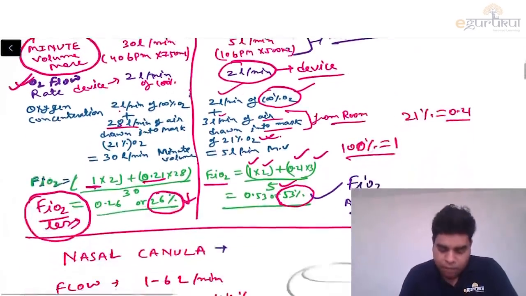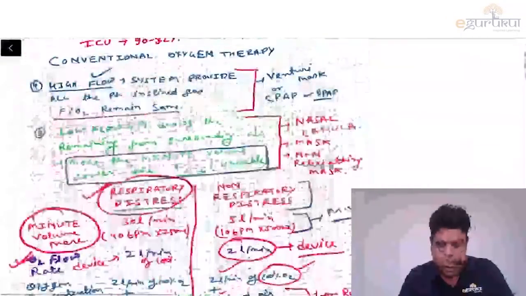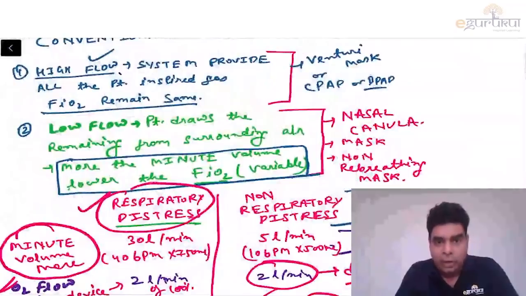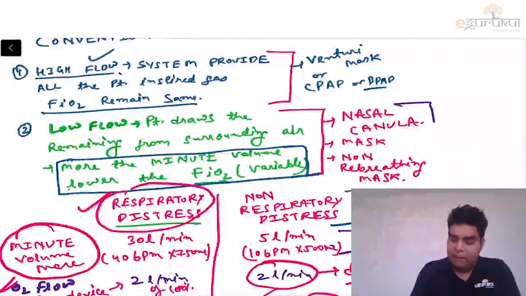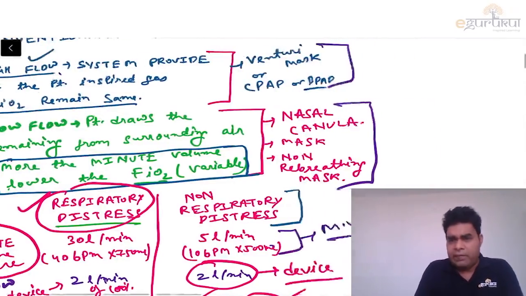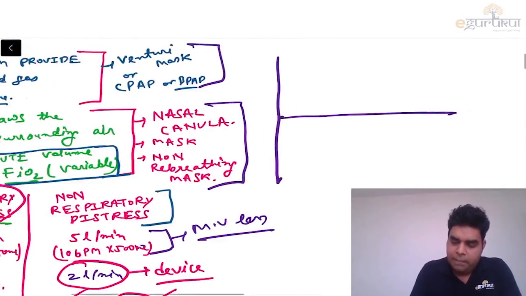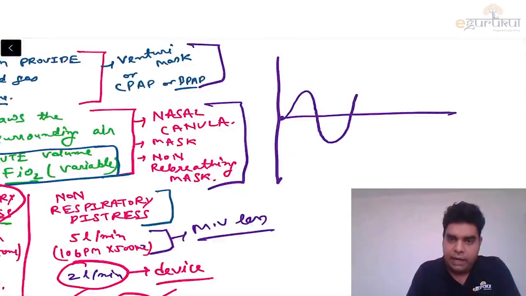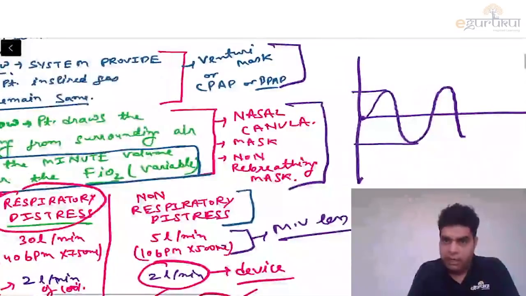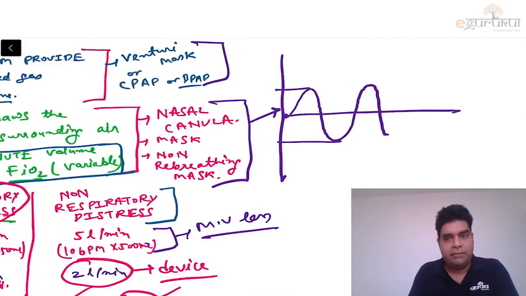Okay. So now, what are the low flow devices? Remember we talked about it, that we have two types of devices, low flow and high flow. Low flow is nasal cannula, mask and non-rebreathing mask, and high flow is Venturi mask, CPAP or BPAP. We can understand low flow and high flow better with this simple diagram. Suppose this is the breathing pattern of the patient, and the patient is breathing normally like this. In this case, the air which the patient is taking normally, this amount of air is given by the low flow device.